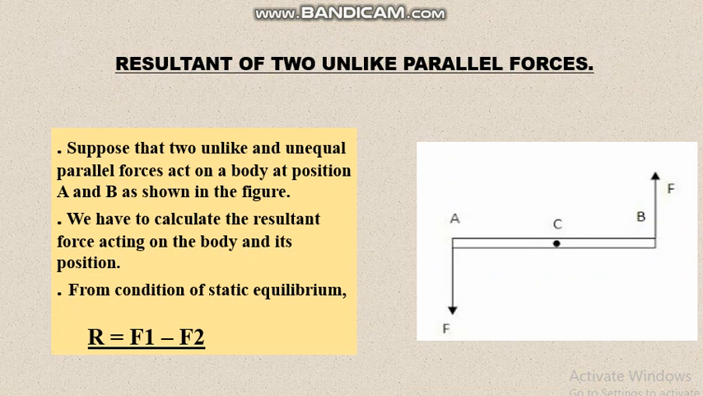Resultant of two unlike parallel forces. Suppose that two unlike and unequal parallel forces act on a body at positions A and B as shown in the figure. We have to calculate the resultant force acting on the body and its position. From the condition of static equilibrium, the resultant force is equal to F1 minus F2.